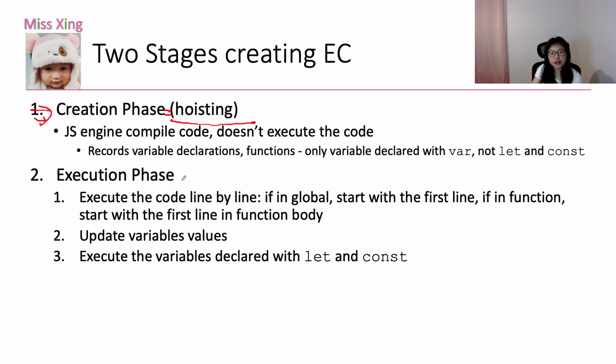In the execution phase, which is after the creation phase, it will execute the code line by line. If it is in global, it will start with the first line of the source code, and if in a function, it starts with the first line of the function body and executes the code one by one. If you have variable updates, it will update the variable values, and if you have variables declared with let and const, we will execute those variables. Wait a minute for a second.